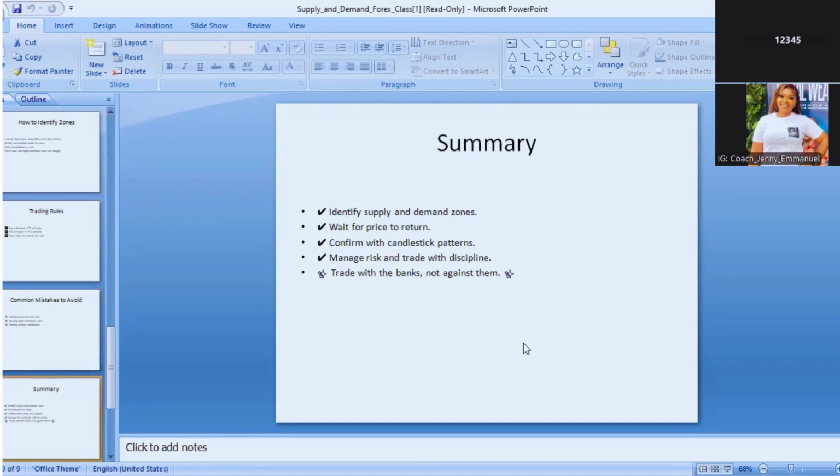Summary of this class: identify supply and demand zones. You wait for price to return. Once you finish marking, don't just jump in. You wait for price to return. Confirm with candlestick patterns. Manage risk and trade with discipline. And trade with the banks, not against them. Trade with the market movers and not against them.